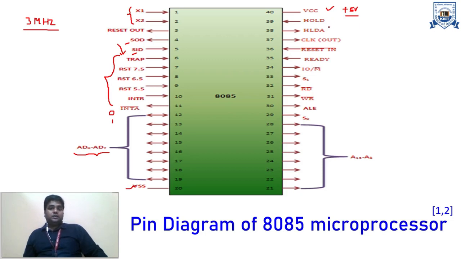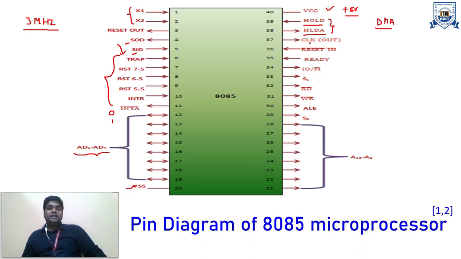Next are HOLD and HLDA. As I told you earlier, the 8085 supports DMA. In DMA, some external devices want to access the address as well as the data bus of the 8085. For this purpose, the device requests the 8085 to release its control and provide access to the address and data bus. For that request, the HOLD signal is sent via this particular pin. When this DMA request is accepted by the 8085, it sends the acknowledgement signal via this particular pin.